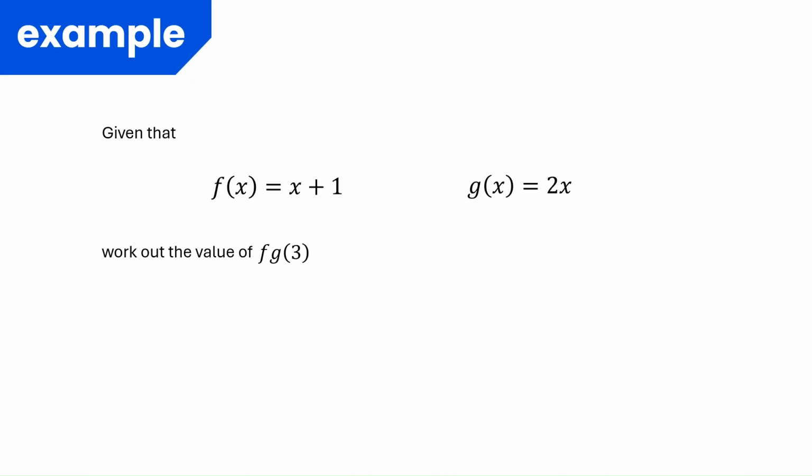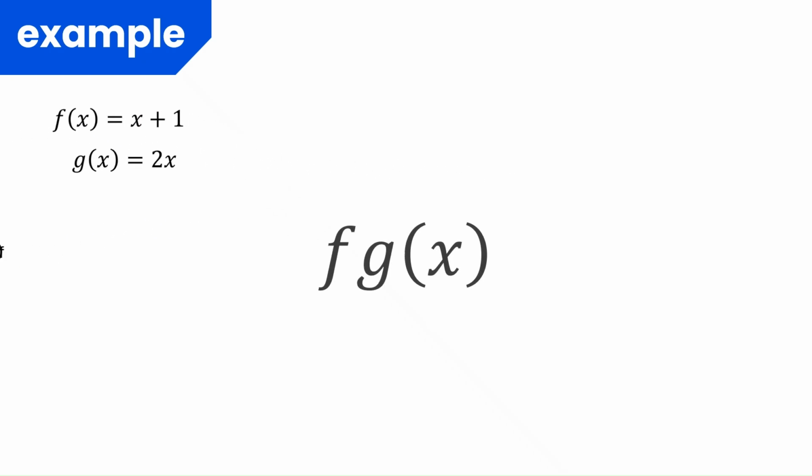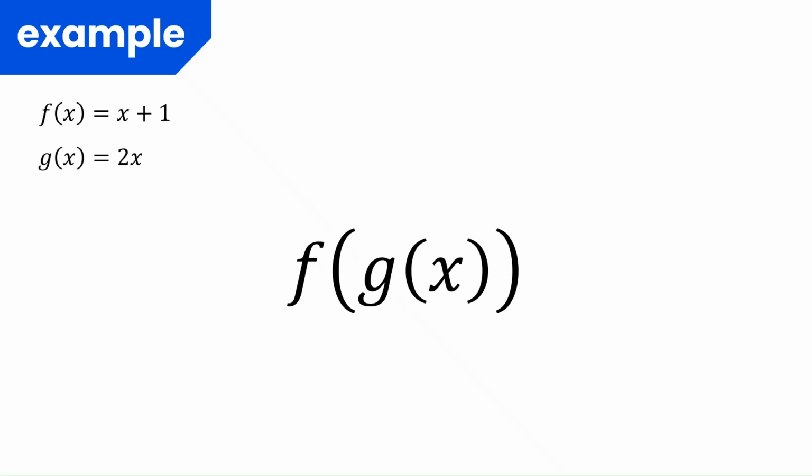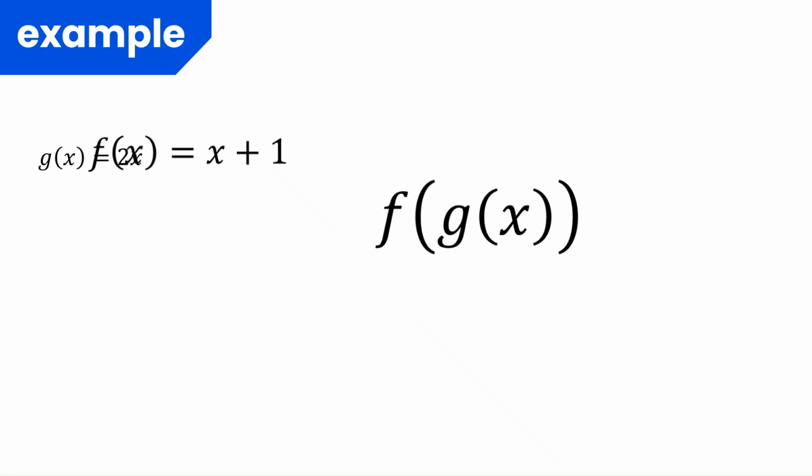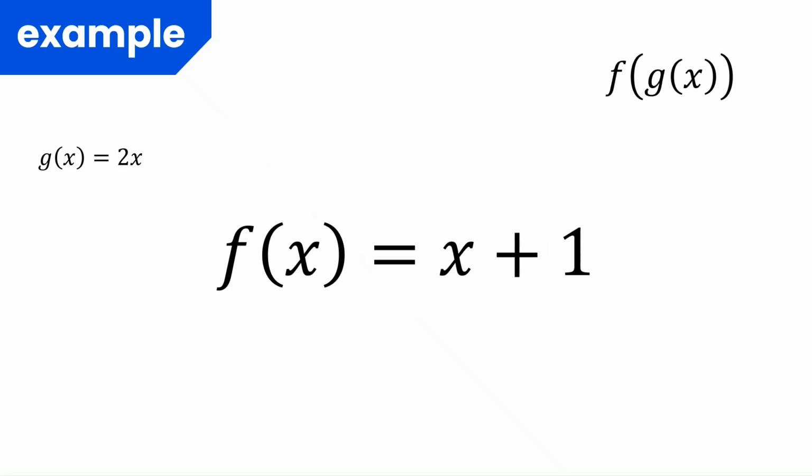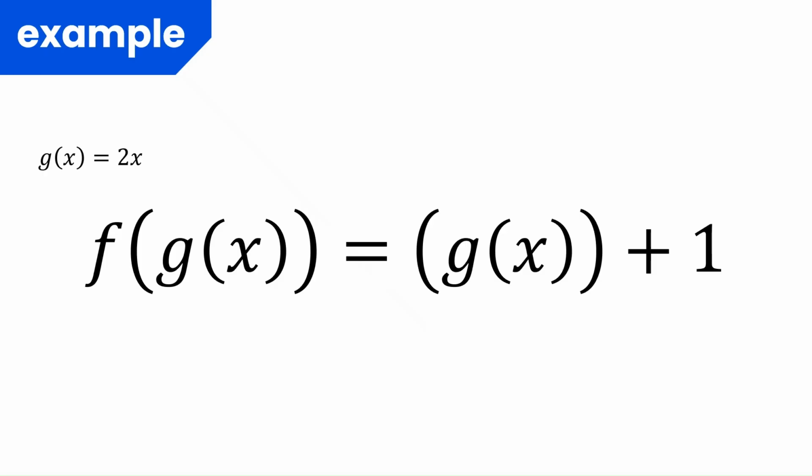Given that f of x equals x plus 1 and g of x equals 2x, work out the value of f of g of 3. We can start by trying to find an expression for the composite function f of g of x. So, like I said, this is just the function g of x placed within the function f of x. So we're going to take the function f of x and put g of x in where the x's were before. And as g of x is equal to 2x, we can put 2x into the f of x.